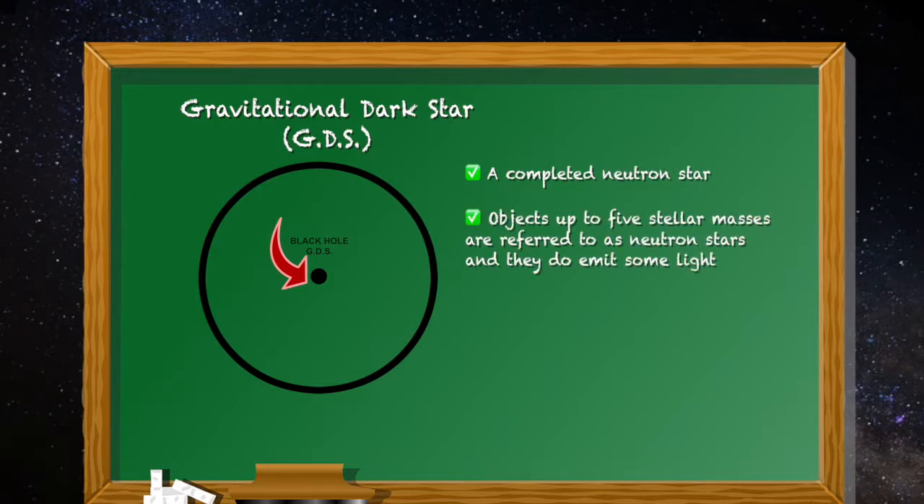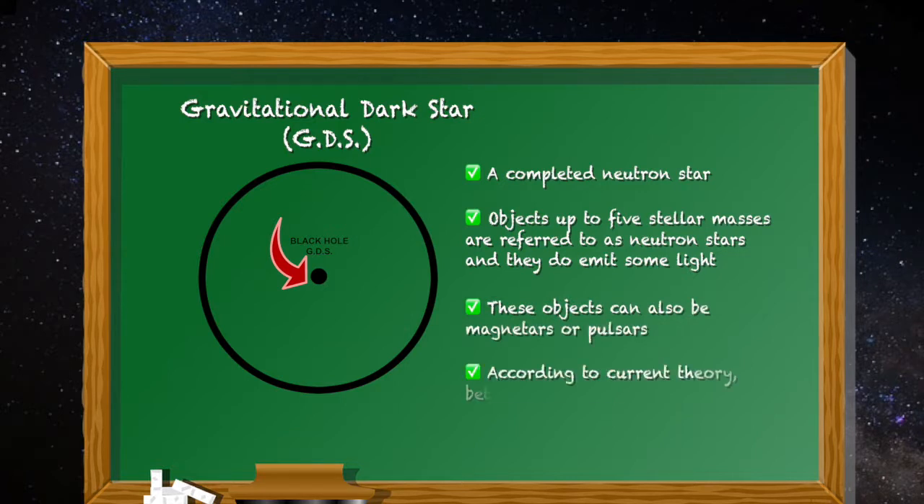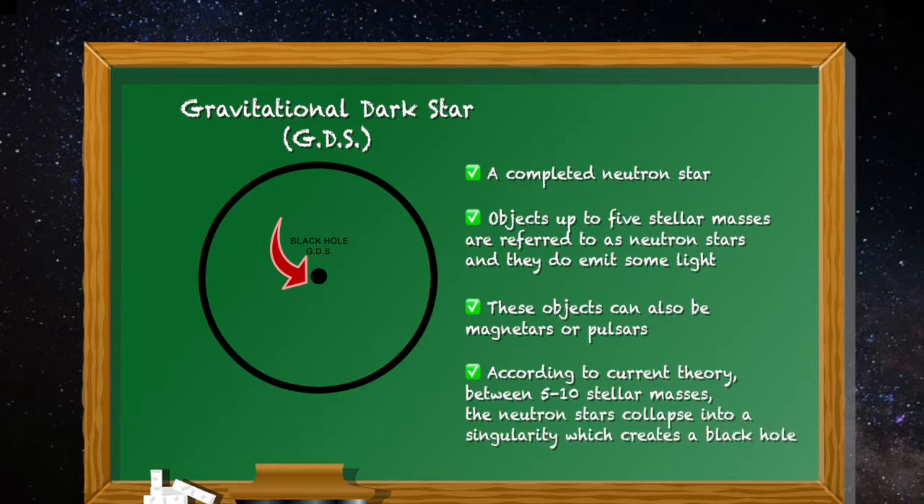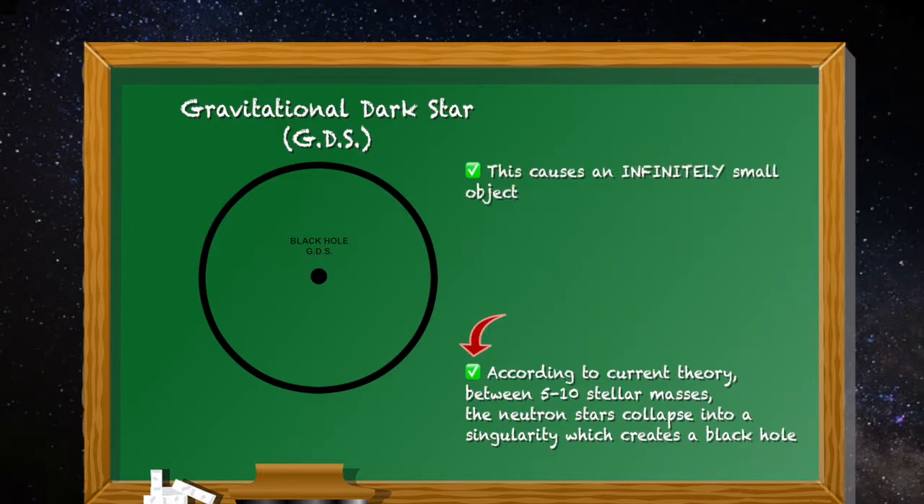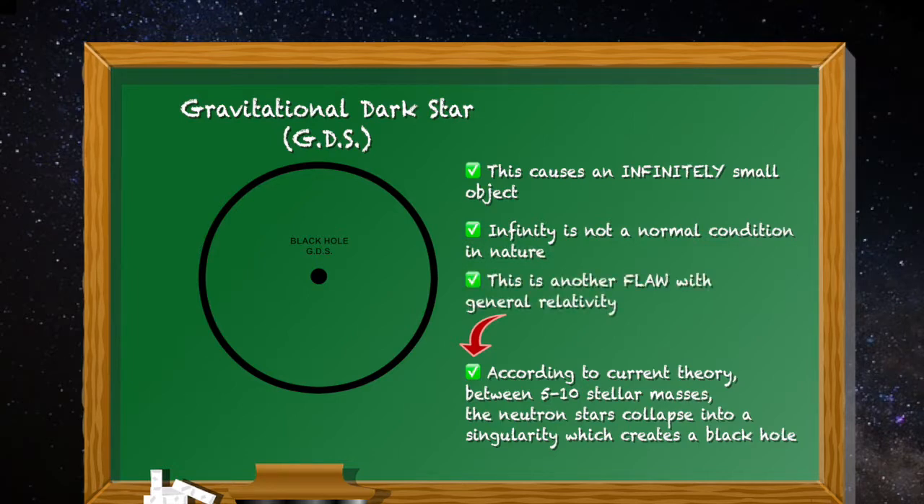Objects up to 5 stellar masses are referred to as neutron stars, and they do emit some light. These objects can also be magnetars or pulsars. According to current theory, between 5 and 10 stellar masses, the neutron stars collapse into a singularity, which creates a black hole. This causes an infinitely small object. Infinity is not a normal condition in nature. This is another flaw with general relativity.